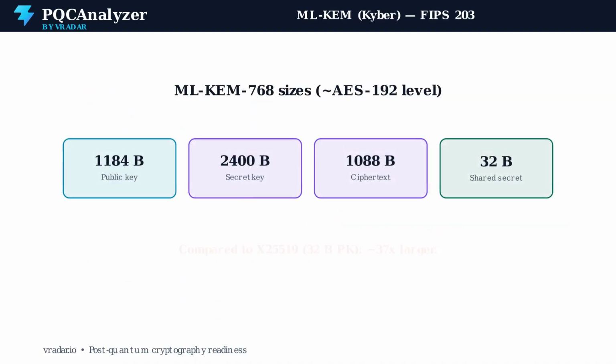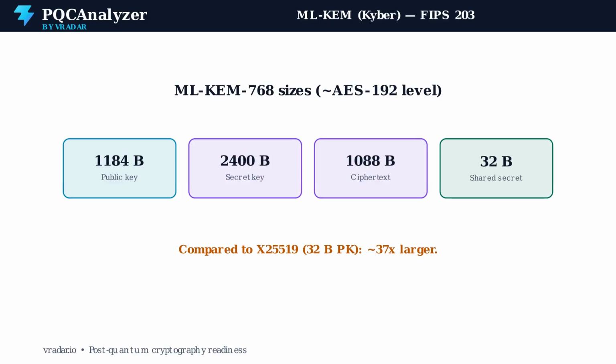ML-KEM-768, security level roughly AES-192: public key 1184 bytes, secret key 2400 bytes, ciphertext 1088 bytes, shared secret 32 bytes. Compared to X25519's 32-byte public key, ML-KEM is about 37 times larger.